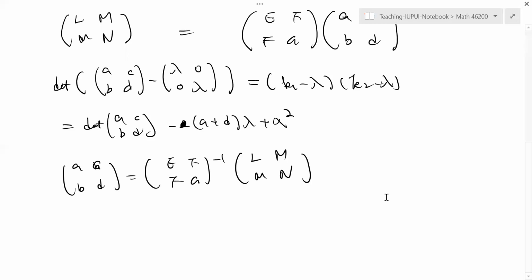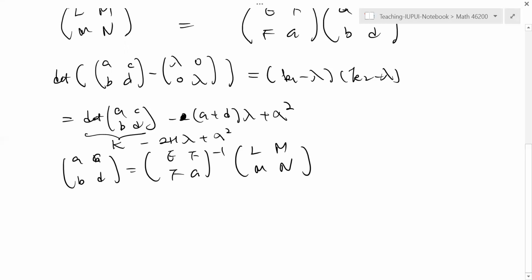So we introduce the so-called Gauss curvature. This will be the Gauss curvature, K, minus 2H lambda plus lambda squared. So the Gauss curvature and the mean curvature: the Gauss curvature is going to be K1 times K2, and the mean curvature is half of K1 plus K2.